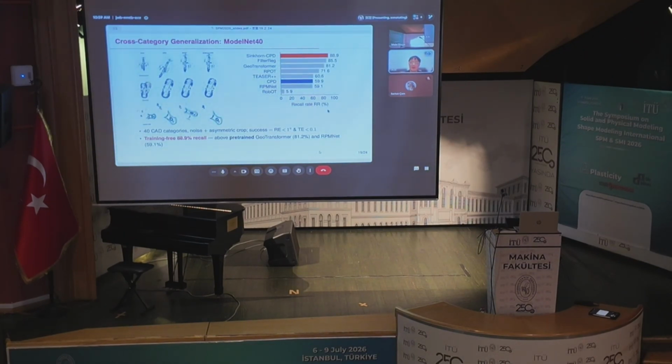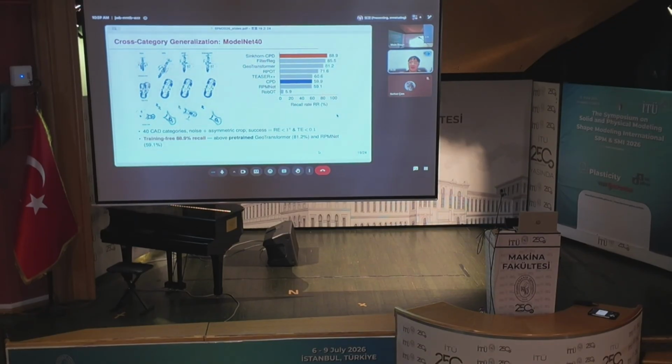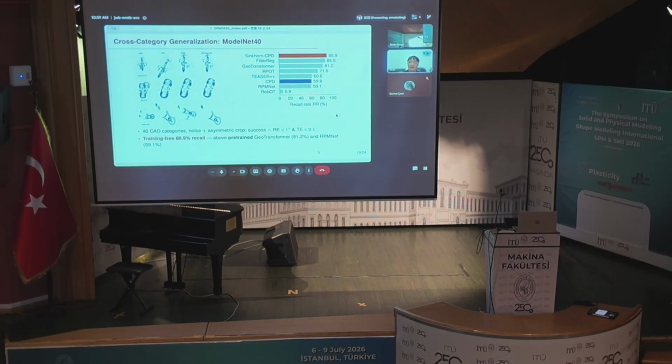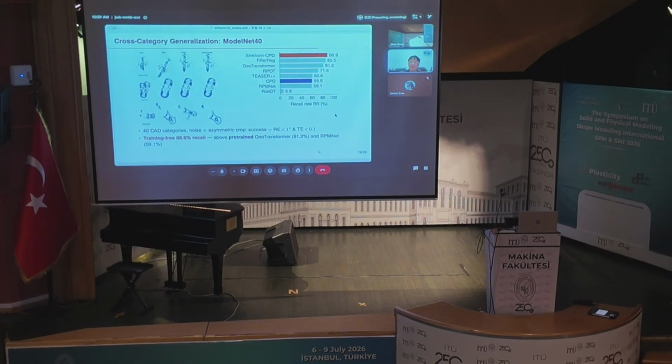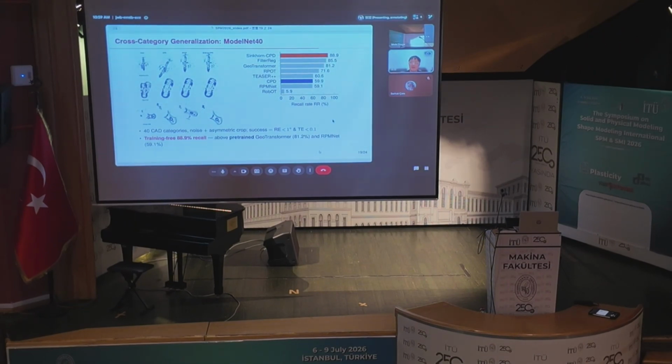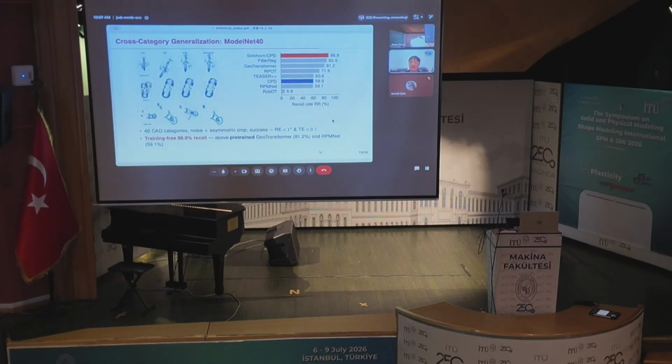This is our experiment on ModelNet40. The second, we can say that this dataset has 40 categories. We add noise and outliers to the original data. And in this experiment, our method reaches the best results, even better than GeoTransformer and RPMNet. There are many methods, and they are trained on the data. Our method does not need to train.